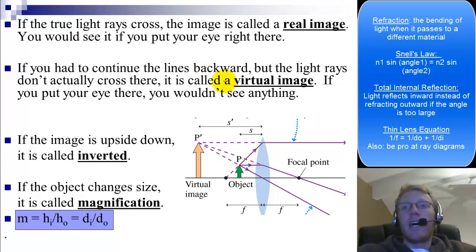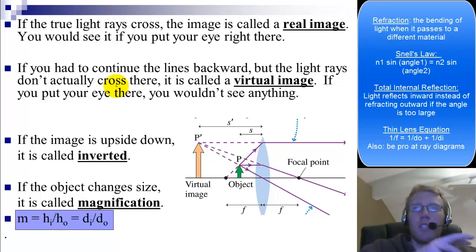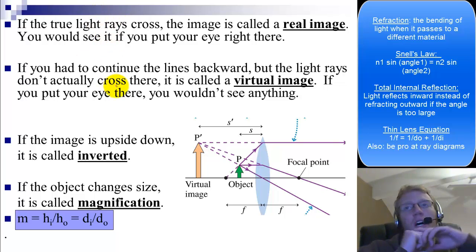So same thing we had with mirrors. We have real images and virtual images. If the actual light rays cross, it's a real image. And if you put a cardstock there, you can see it on there, or if you put your eyeball there, you'll see it. But if you had to trace the lines backwards to see where they look like they came from, then that's going to be a virtual image, and if you put your eye or a physical piece of paper there, nothing would show up on it.